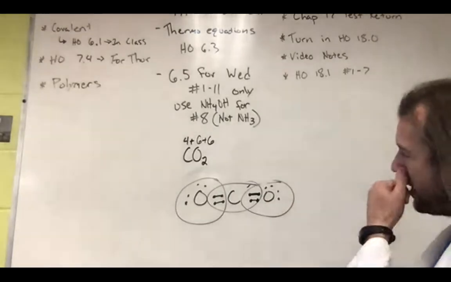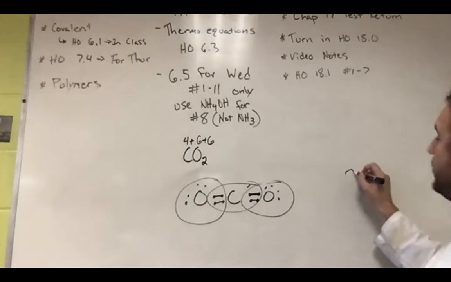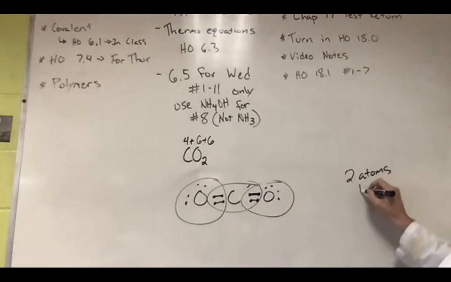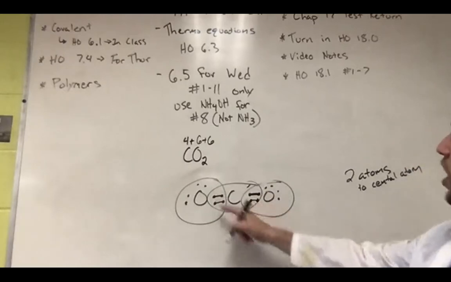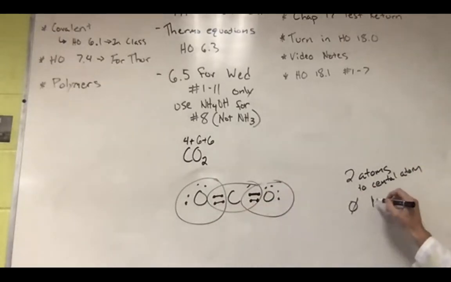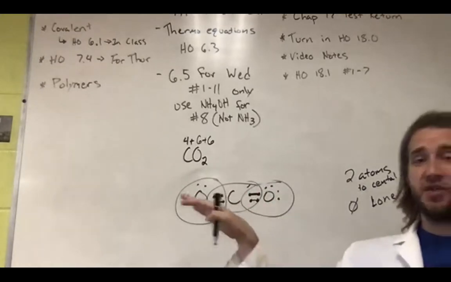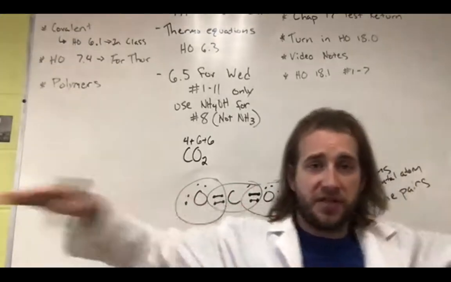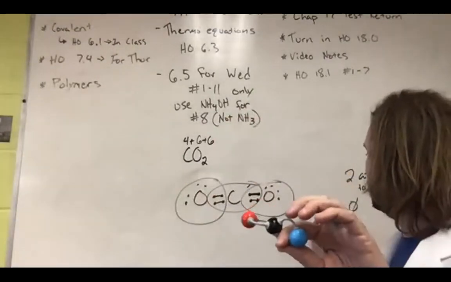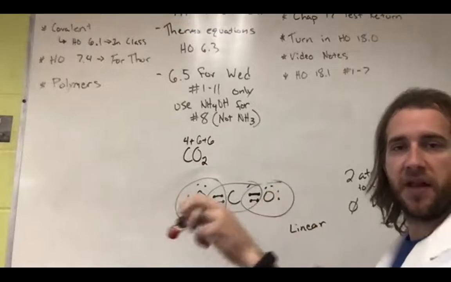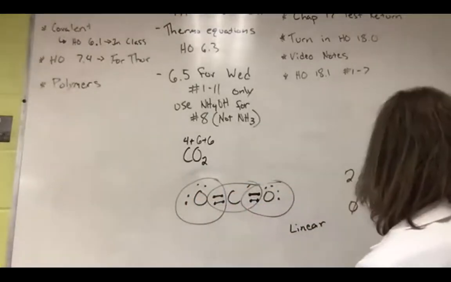Cool. Now the question is, how many atoms are bound to the center? We've got 2 atoms to the central atom, and there are no lone pairs. If there are no lone pairs, that means these 2 oxygens, as they get far apart from each other in 3-dimensional space, are going to be straight across from each other. This is going to be a linear molecule. We would say that this is a linear molecular shape, something like this. Straight across.